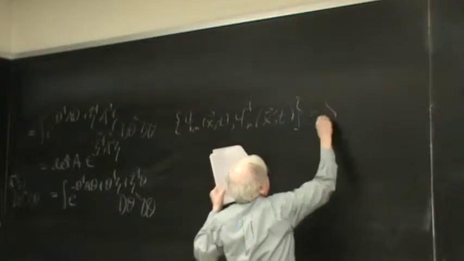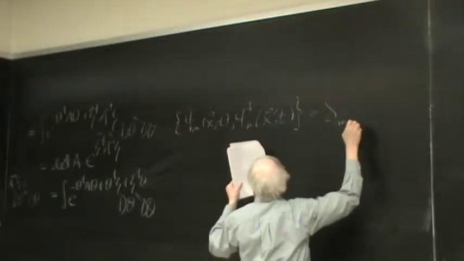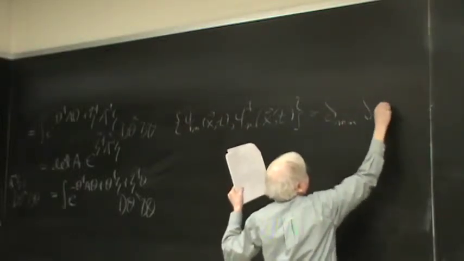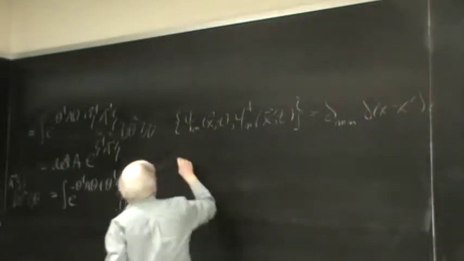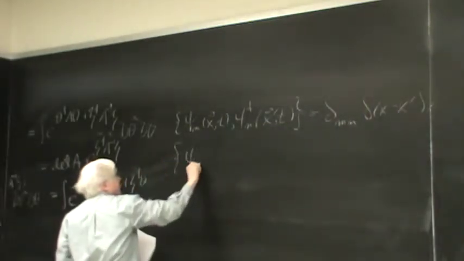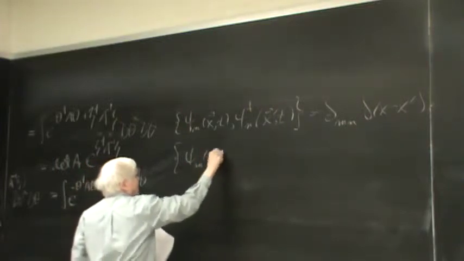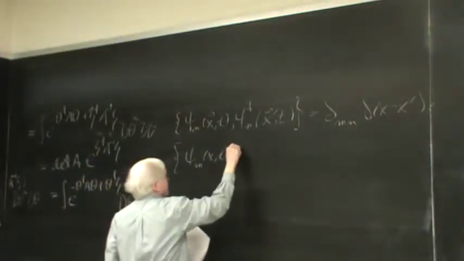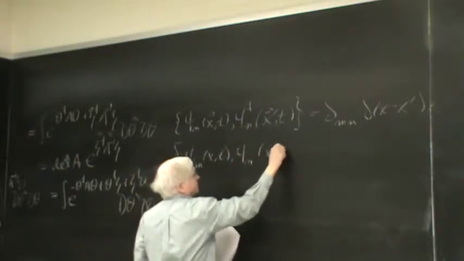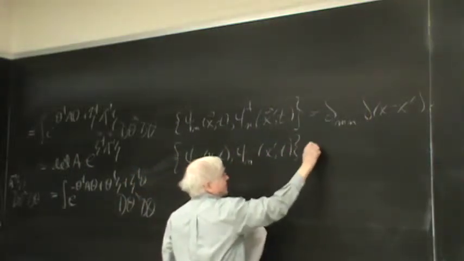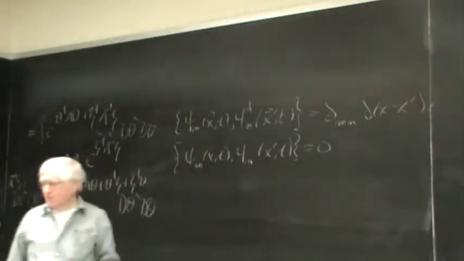So this anti-commutator is delta m n delta of x minus x prime. And on the other hand, psi m of x and t. These are equal time anti-commutators. So these are the fermion operators.